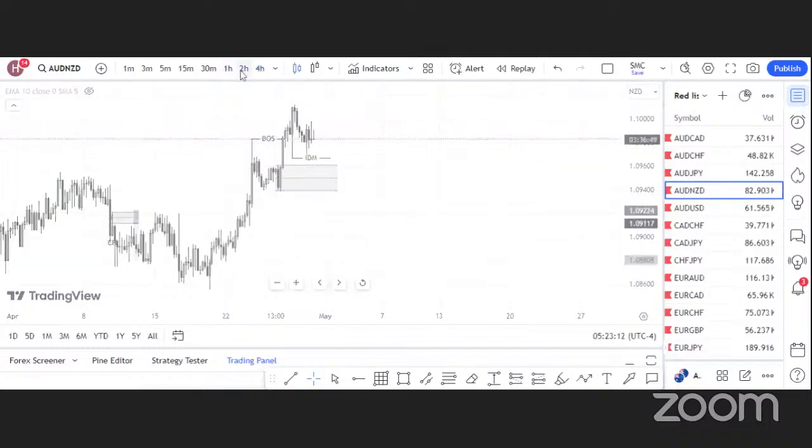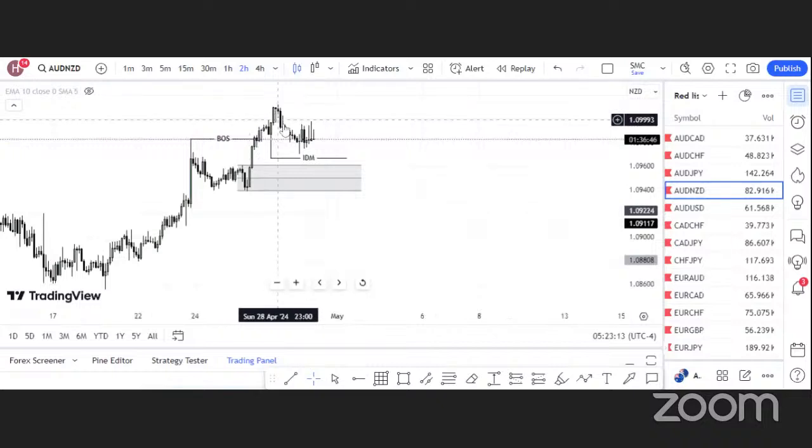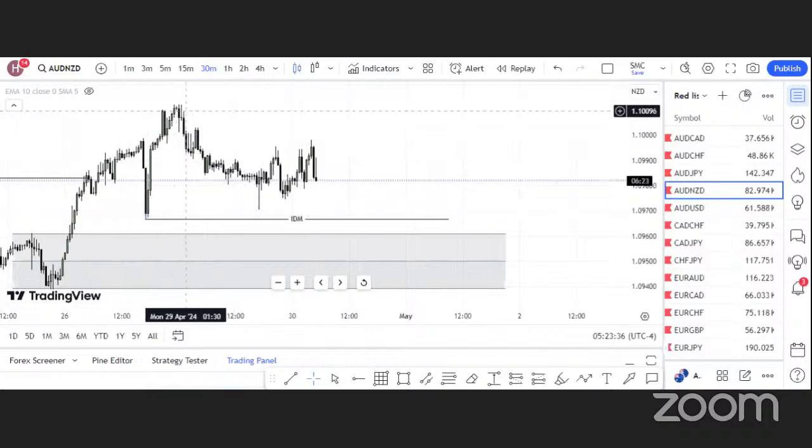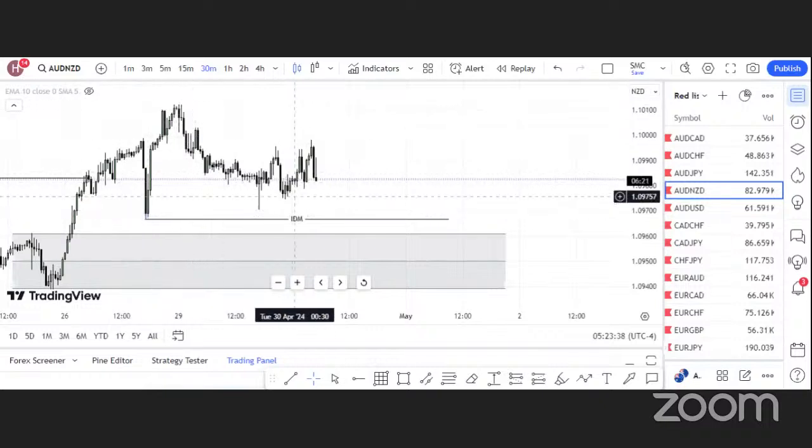Okay, let's go back to the 2 hour time frame. You see, this is a consolidation phase, no matter how small it is. Let's go to a time frame where we can get a clearer picture of the consolidation. So you see, the market has been consolidating from this level. We have a high here, we have a low here. The market has refused to go above this high and has also refused to go below this low. All right, so this is a consolidation phase.